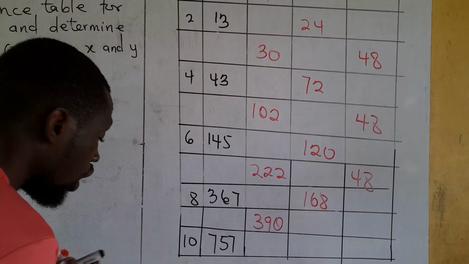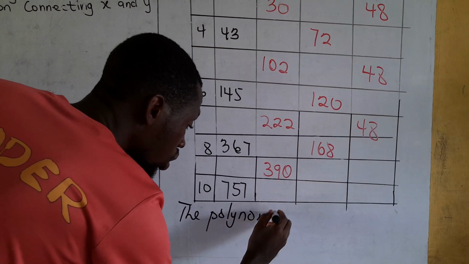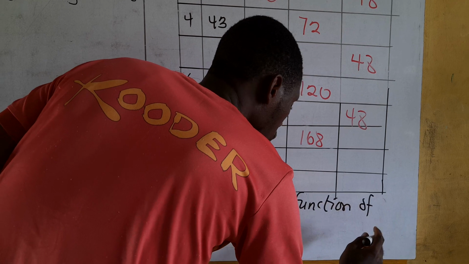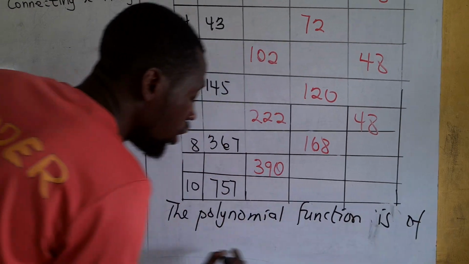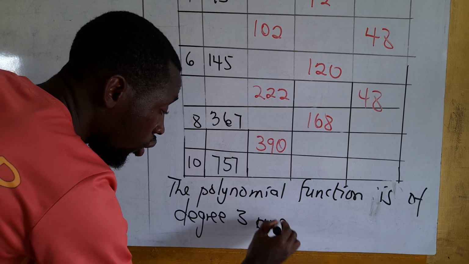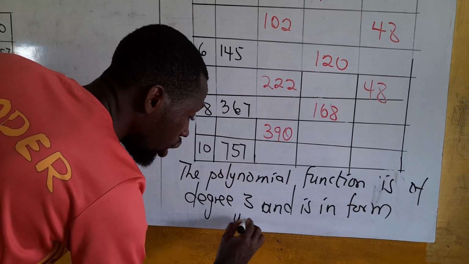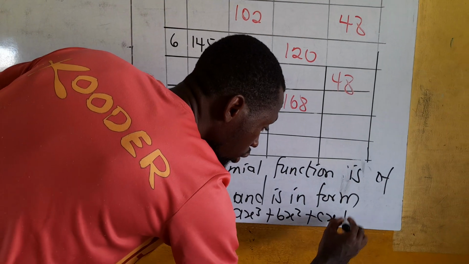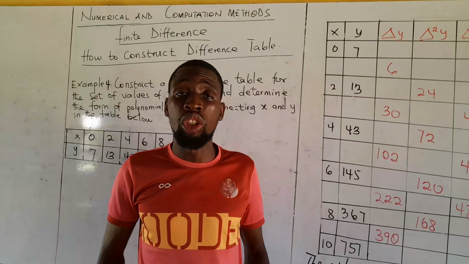So we say that the polynomial function is of degree 3 and is in the form y equal to ax cubed plus bx squared plus cx plus d. I hope you get that. We'll end it here today. We learned how to construct a difference table today.